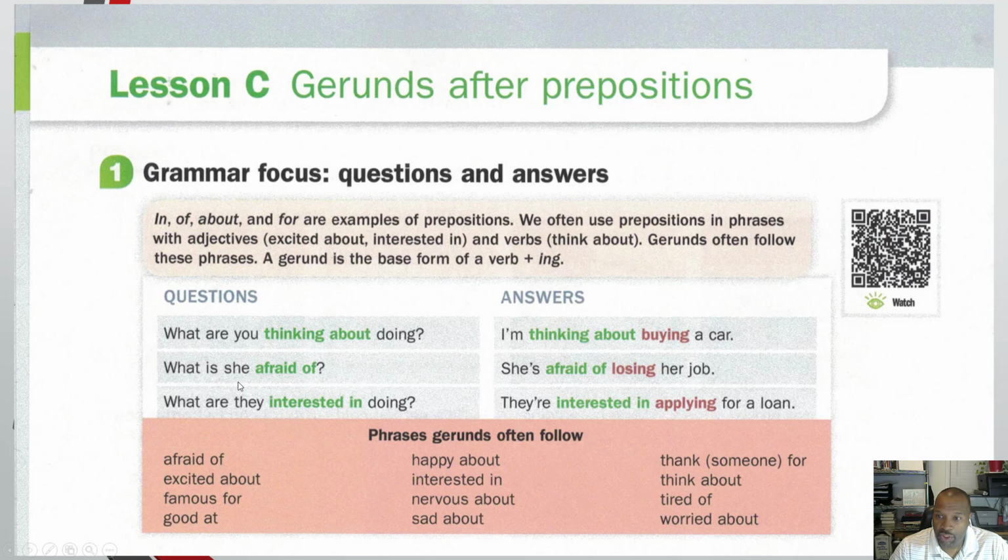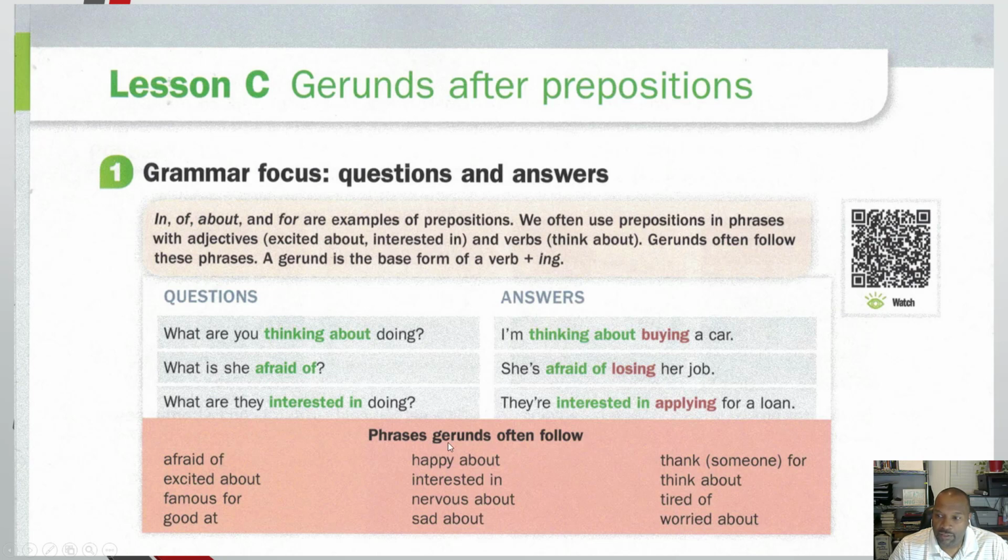Question, what is she afraid of? What is she scared of? Answer, she's afraid of losing her job. Afraid also means scared. So she's scared of losing her job, or she's afraid of losing her job. Question, what are they interested in doing? Answer, they are interested in applying for a loan.